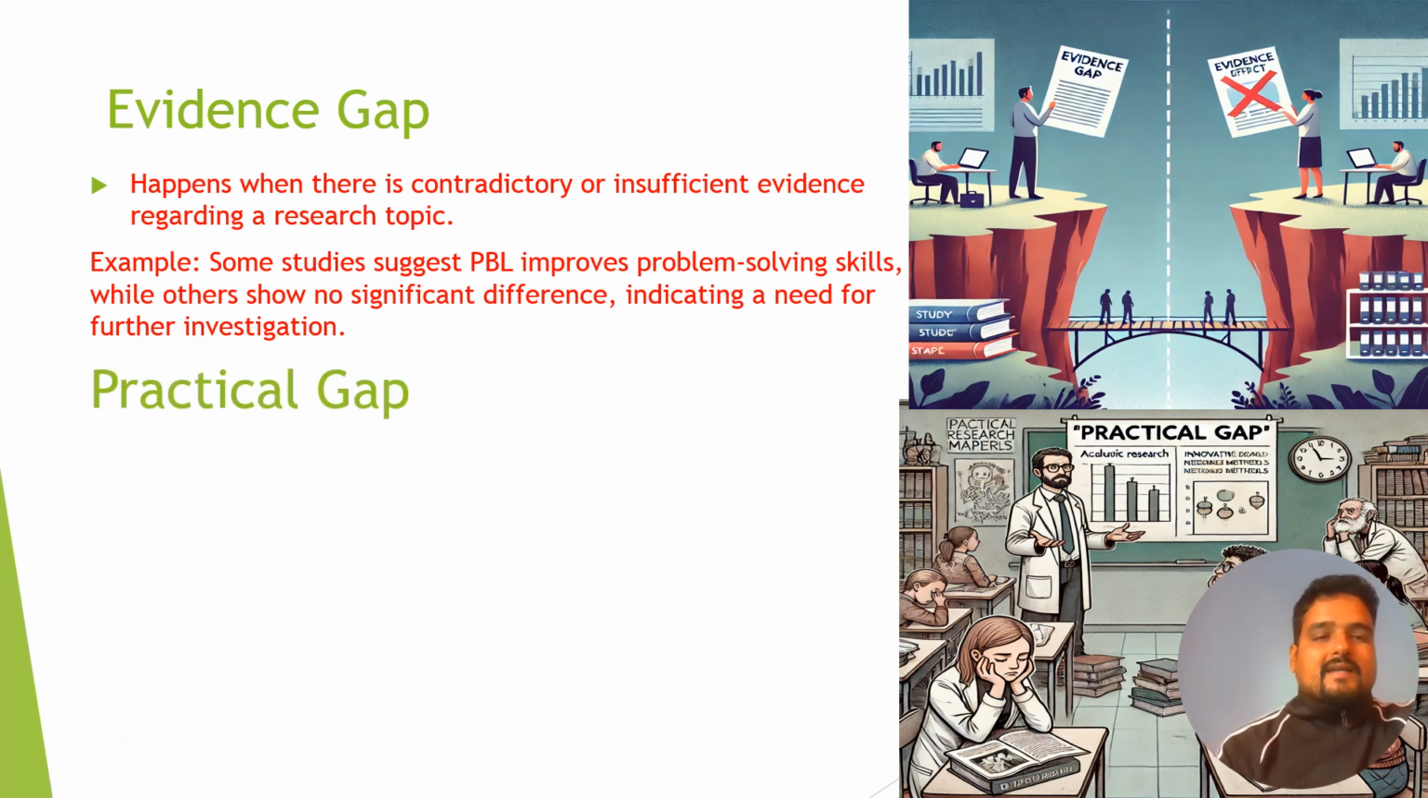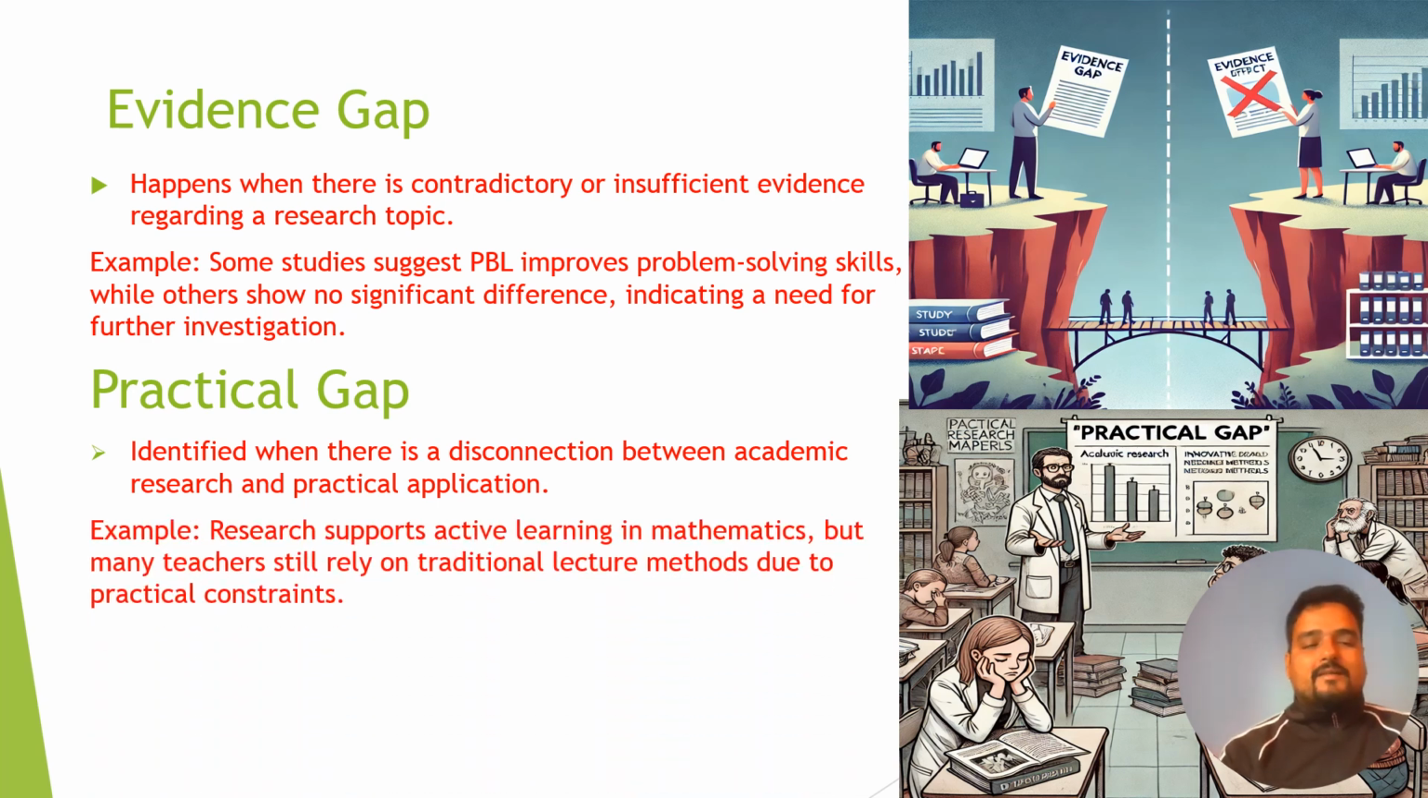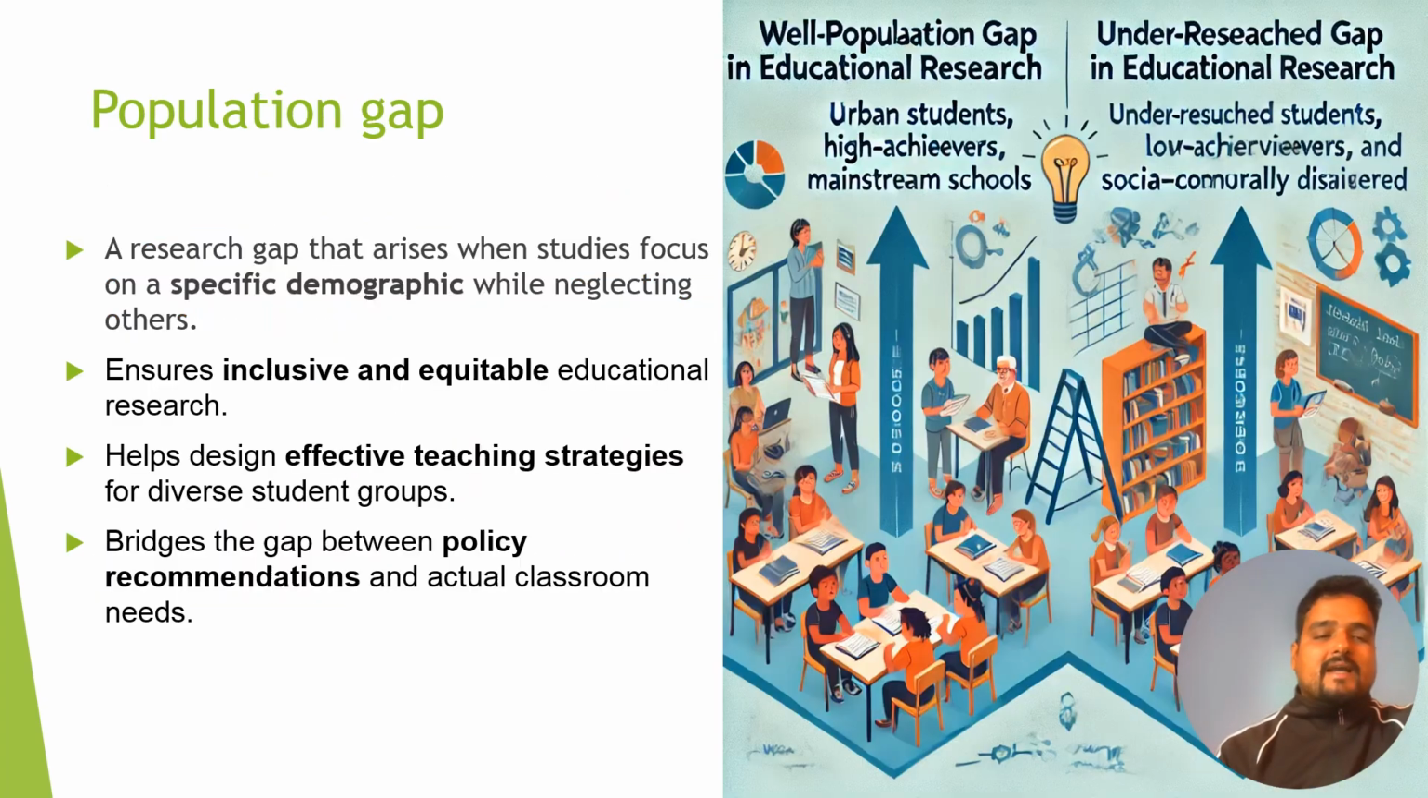Let us move towards the practical gap now. It identifies when there is a disconnection between academic research and practical application. If there is no connection between the practical application and the knowledge, the education that we give theoretically, then this kind of gap arises. Here is one example: research supports active learning in mathematics, but many teachers still rely on traditional lecture methods due to practical constraints. This is one of the examples of a practical gap.